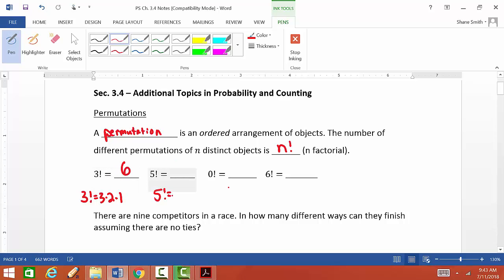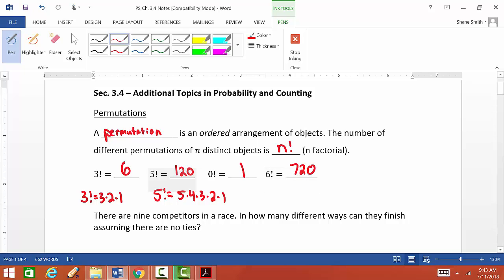5 factorial is 5 times 4 times 3 times 2 times 1. So this is going to be 120. Actually, I'll just write it on my line here. So there's 120 ways you can rearrange 5 objects. 0 factorial is a special case. 0 factorial is actually equal to 1, and that's because if you have no objects, there's still one way to rearrange them, which is kind of weird, but that's really how it is. So 0 factorial is not equal to 0, it's equal to 1. 6 factorial is equal to 720.